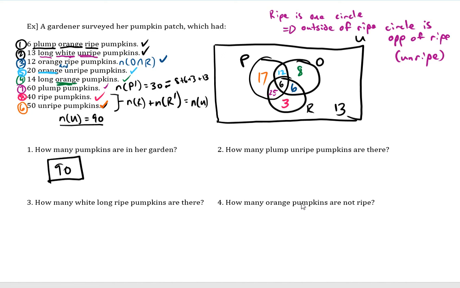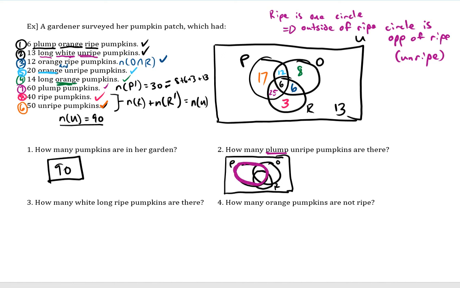There we go. And then we've got, how many plump, unripe pumpkins are there? Okay, plump, unripe pumpkins. The way I'm going to break this one down, let's go ahead and make a quick sketch. And you might be able to look at it from the original picture. So we've got our plump, orange, and ripe. The way I'm going to first start it off is use plump. So here's plump. So it means it's somewhere in these 4 regions inside the plump.